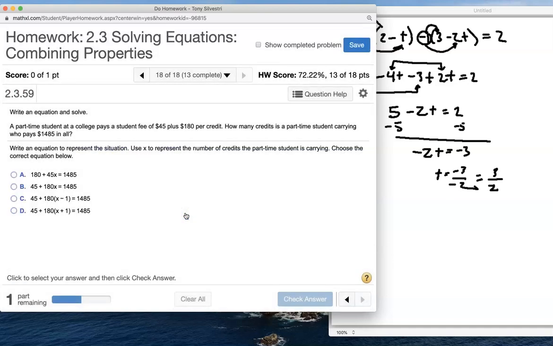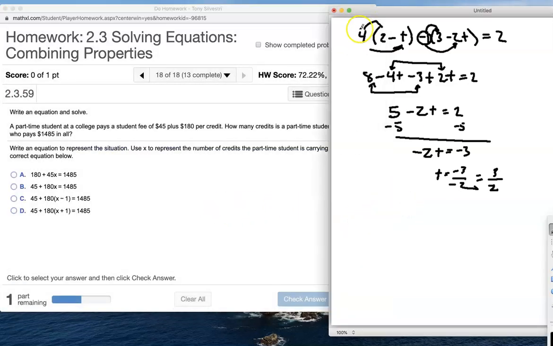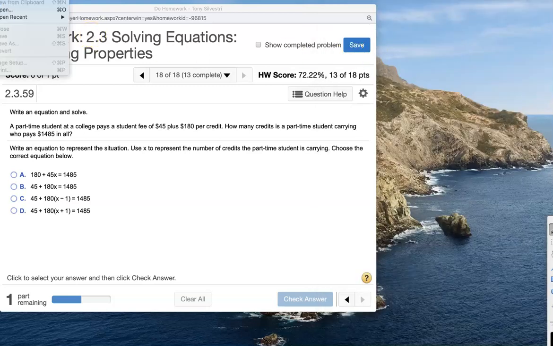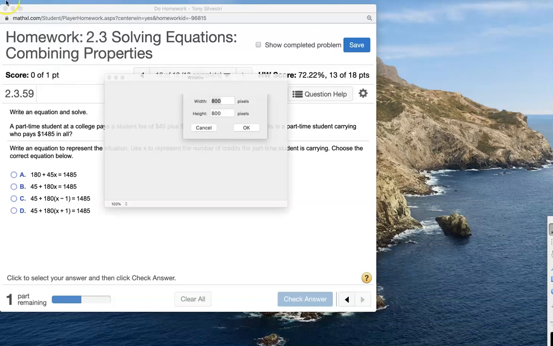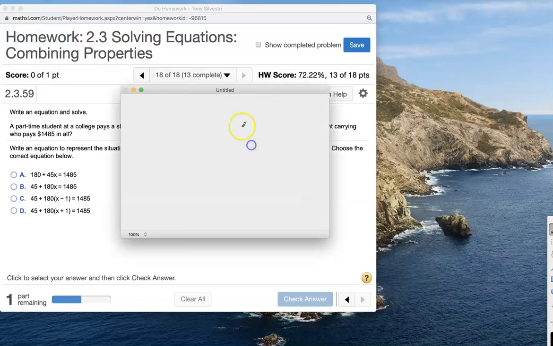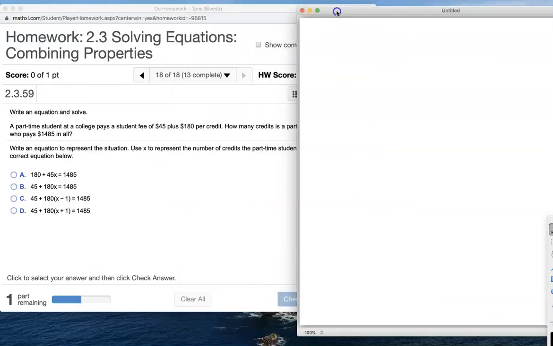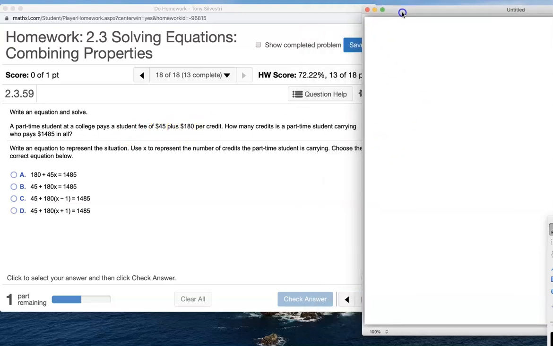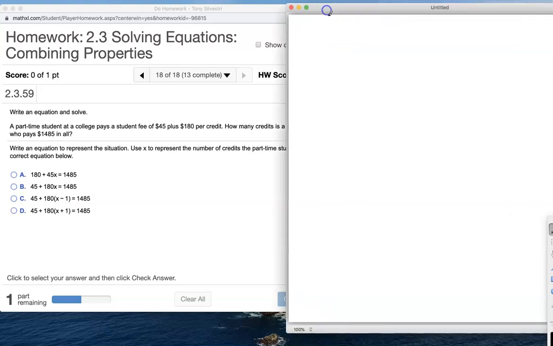Fantastic. Next question. Oh, of course we have to have a word problem as our last problem. It's not a very hard one. And it's something that you can relate to because you have to pay tuition and stuff, and there are fees, and you got to pay per every credit. But anyway, here we have a part-time student pays a student fee of $45 plus $180 per credit. Okay, so how many credits is a part-time student carrying who pays $14.85 in total?